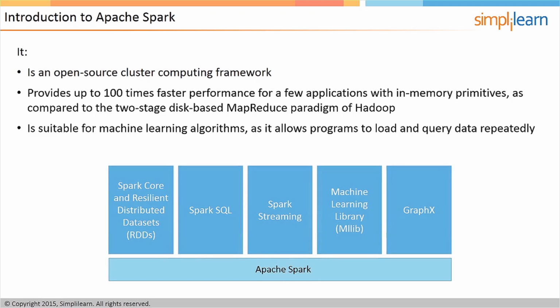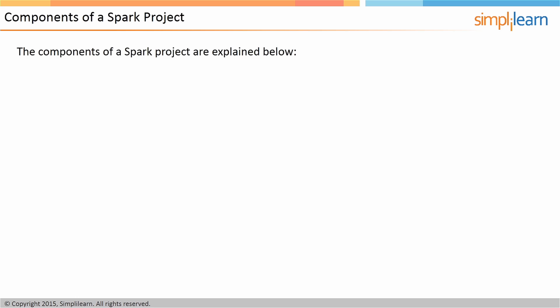As shown on the screen, a Spark project contains various components such as Spark Core and Resilient Distributed Datasets or RDDs, Spark SQL, Spark Streaming, Machine Learning Library or MLlib, and GraphX. The components of a Spark project are listed on the screen.